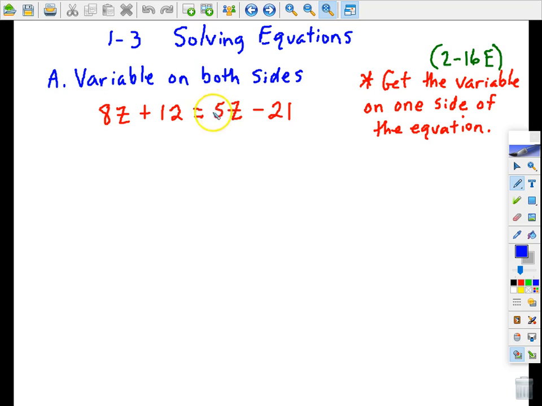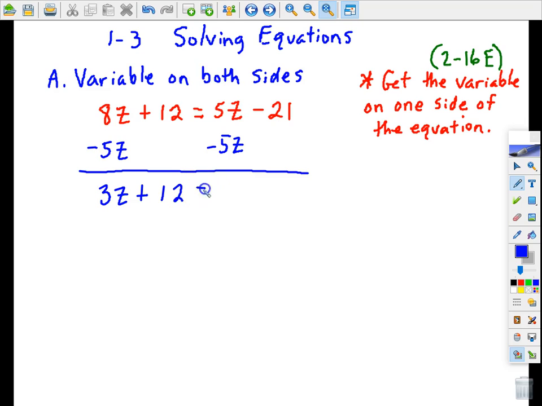Since it's positive, or you can think of plus, then I'm going to do the opposite operation, which is subtract. So this is an example of what is known as inverse operations. We take a positive, or think of that as being plus 5z, and we subtract. We just do the opposite of adding. So 8z minus 5z is 3z. Bring down the plus 12. On the right side, those 5z's will make 0 when combined, and we're left with minus 21.